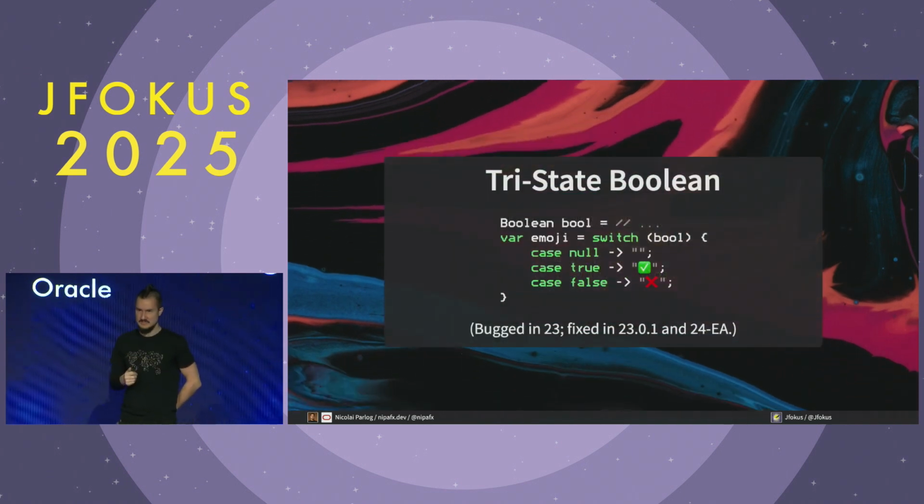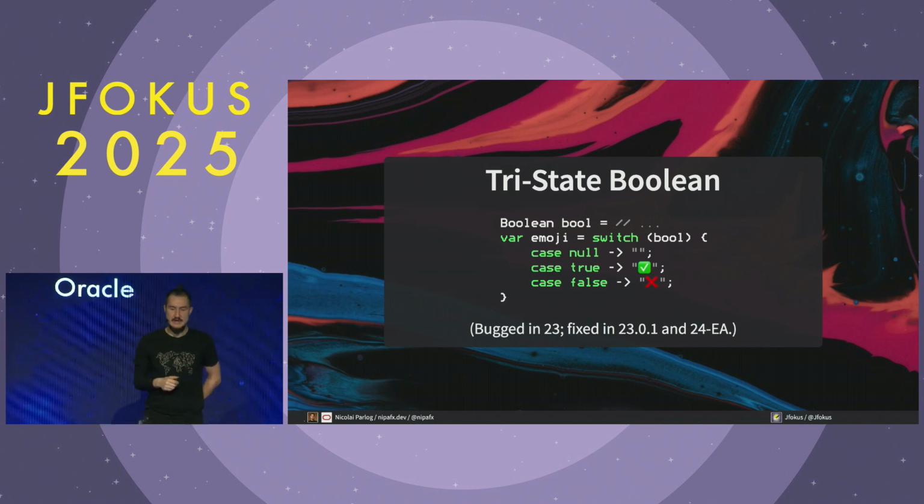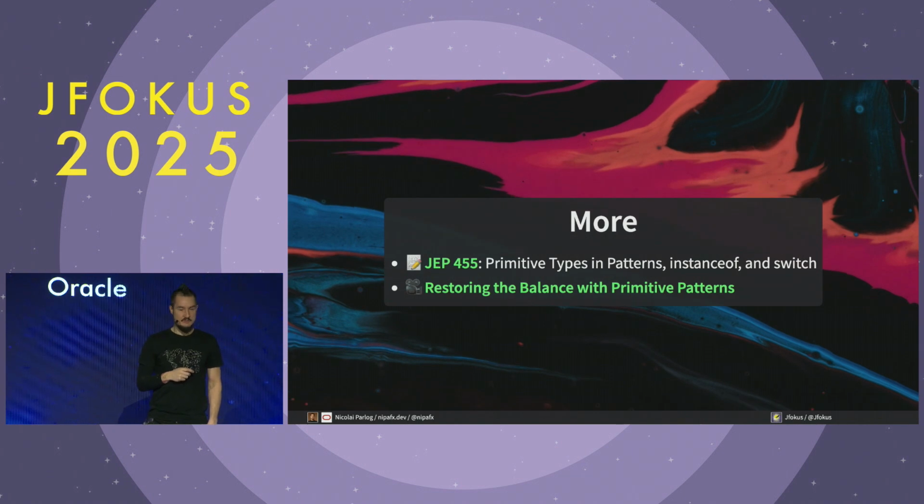You can do stuff like this now. If you always use tri-state booleans because they're more fun than just regular, binary booleans, you can switch over a Boolean. And if it's null, you do something. If it's true, if it's false, you do something else. There's a bug in 23, but it's fixed now. And then there's more on that. I go into details on restoring the balance with primitive patterns in that video, but as always, you can read that JEP.